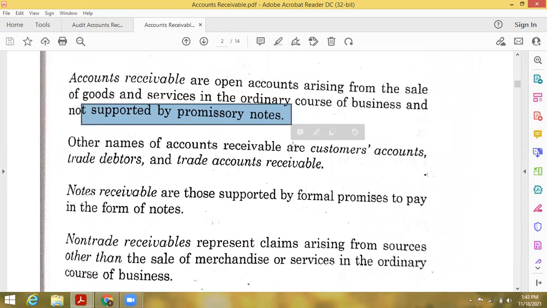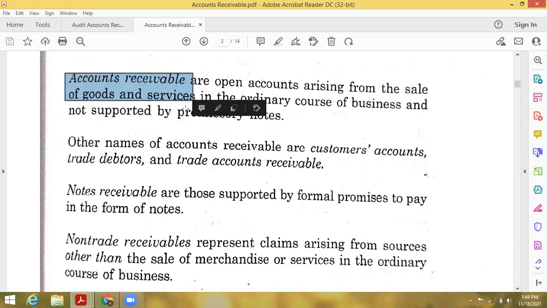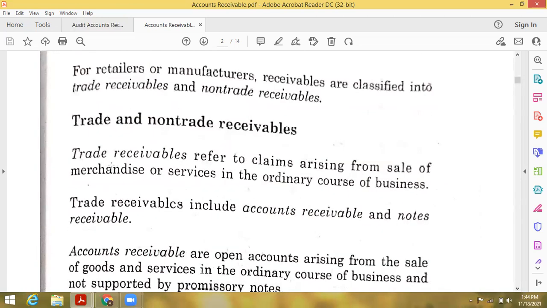So, other names for accounts receivable: customer's account, trade debtor, and trade accounts receivable. So, if you are asked what is the difference between accounts receivable and notes receivable, notes receivable is supported by a promissory note, while accounts receivable is not. But they have the same classification, which is trade receivable.